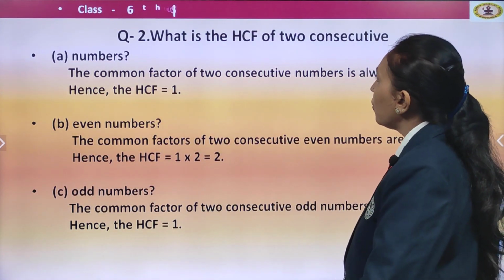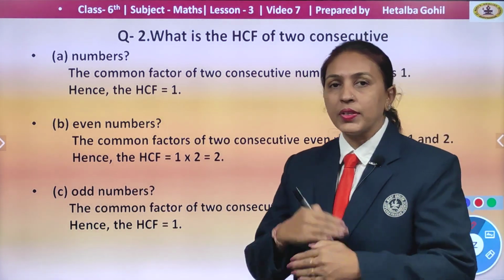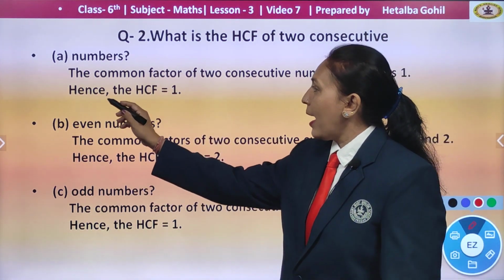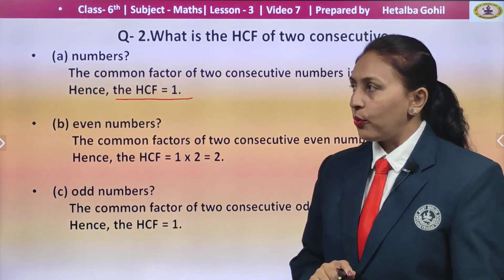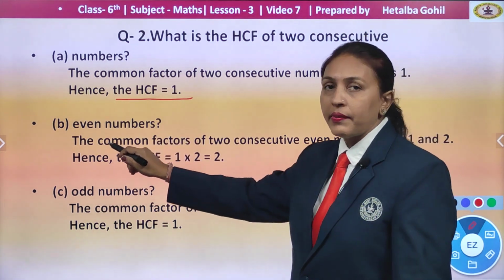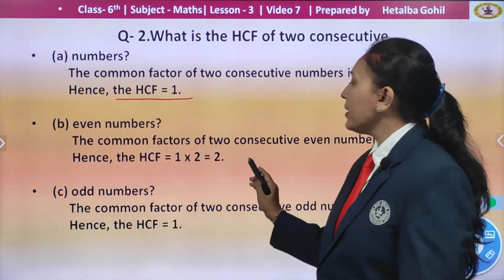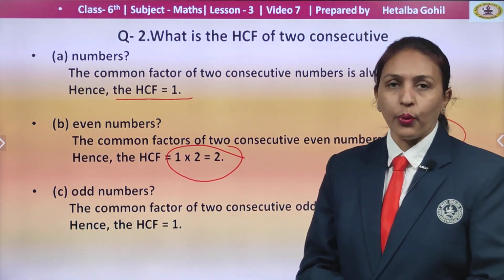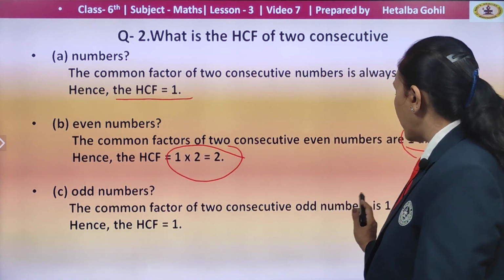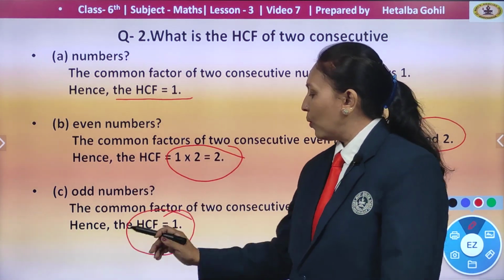Now question number 2. What is the HCF of two consecutive numbers? Consecutive numbers means one after another. So the common factor of two consecutive numbers is always 1, hence their HCF will be equal to 1 only. Second, even numbers. What is the HCF of two consecutive even numbers, children? The two consecutive even numbers are 2 and 4, and hence their HCF will also be equal to 2 only. And what about odd numbers? The common factor of two consecutive odd numbers is 1, hence the HCF of them will always be equal to 1 only.